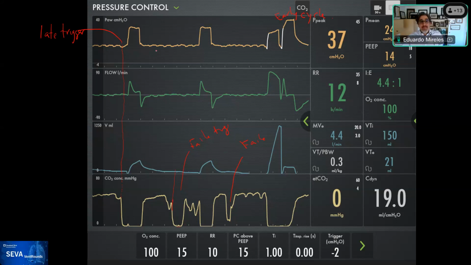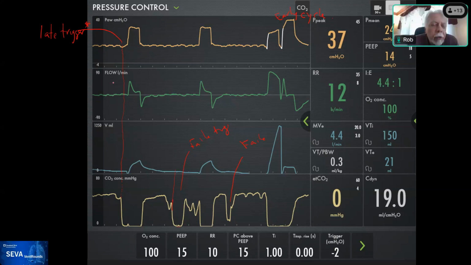But you're right. This is how you would classify it. The way that I solved that in our last conversation is I would call it late trigger with an asterisk.